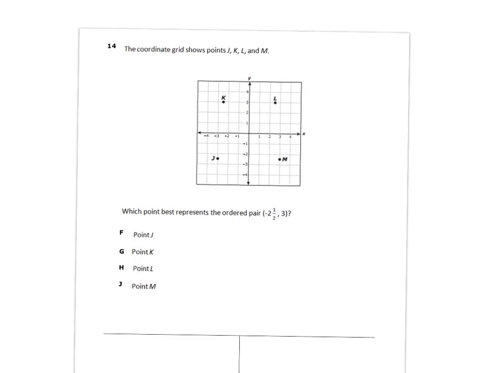The coordinate grid shows the points J, K, L, and M. Which point best represents the ordered pair -2 1/2, 3?